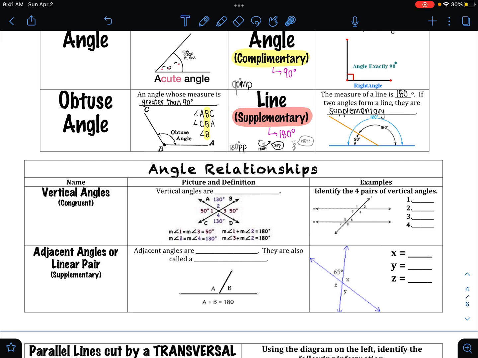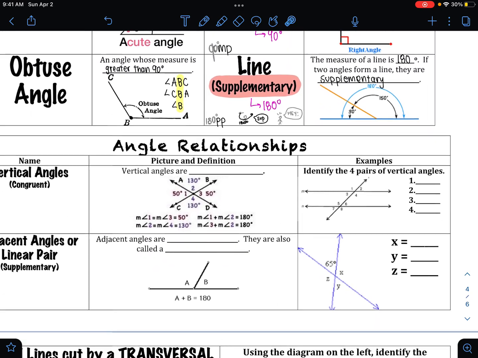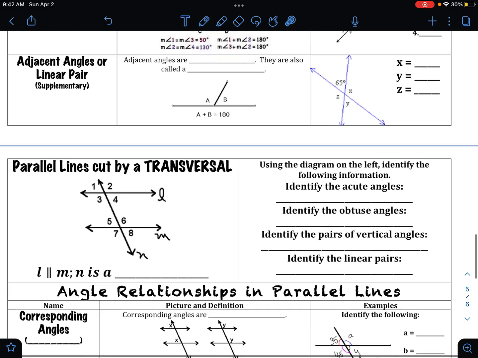So as you can see here, this organizer's got the name of the angle relationship, a picture and a definition, and then examples. So for most of these examples, I will probably show you one part. So for example, for this one, I would do 1, and then you are going to be responsible for filling in 2, 3, and 4. And what's going to happen is tomorrow in class, as long as I'm there, we're going to go over those answers at the beginning. So you will need to make sure that those are filled in correctly.